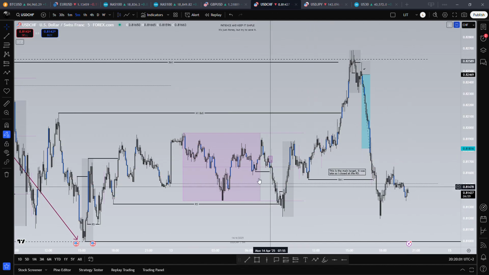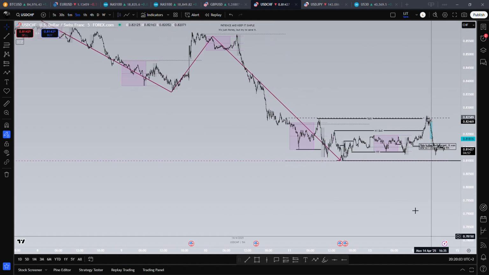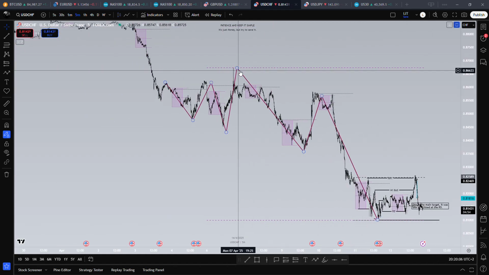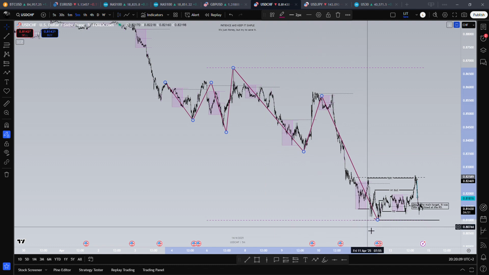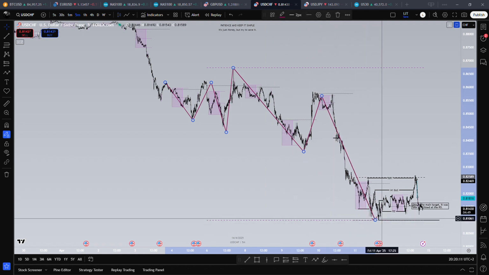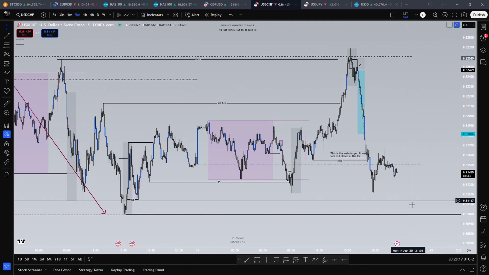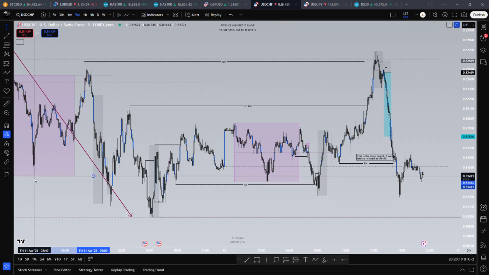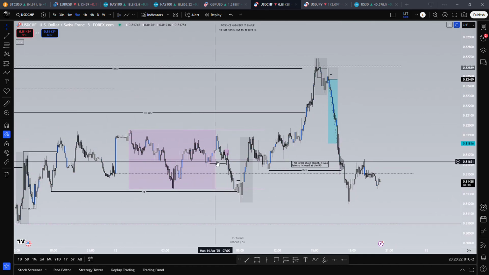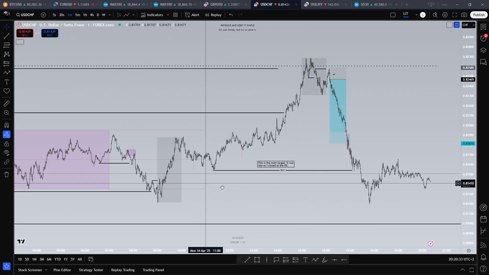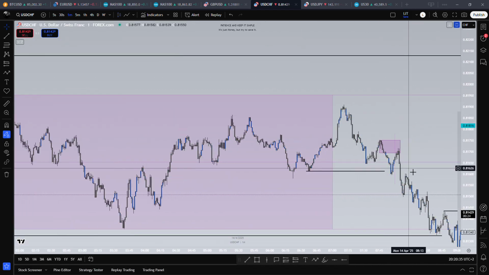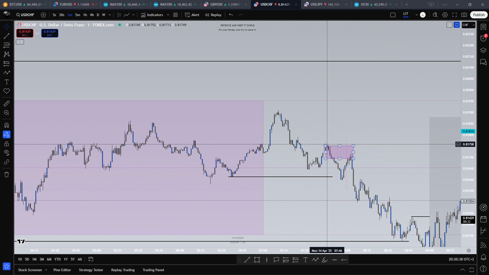USD CHF on M5, so you can see the main trend was downtrend. Okay, so we could look for continuations. First break of structure of the day was here. I didn't enter because I was waiting for liquidity to be taken, and I think we never took it. No, for me it was here.